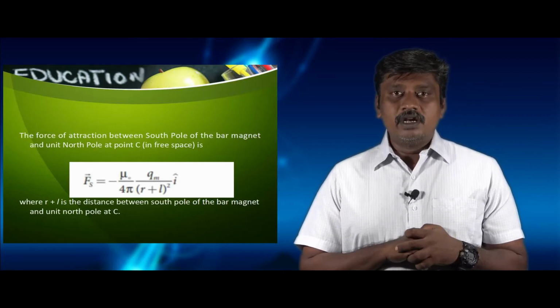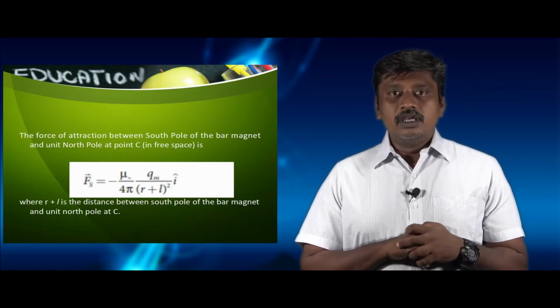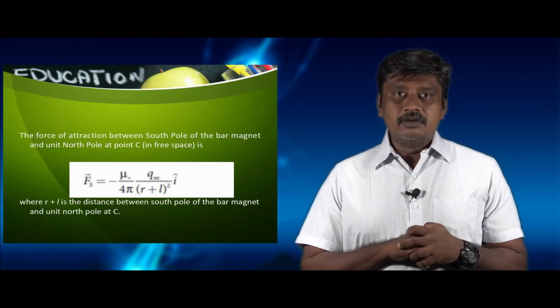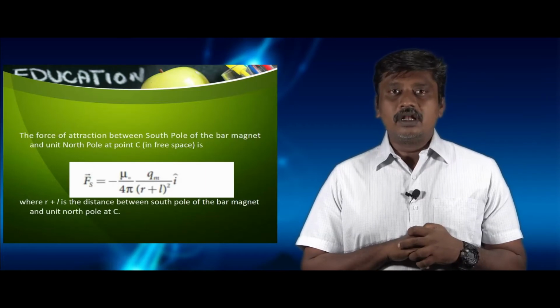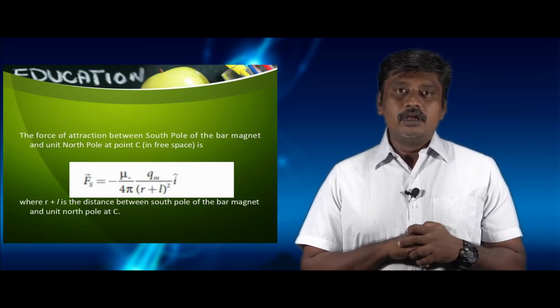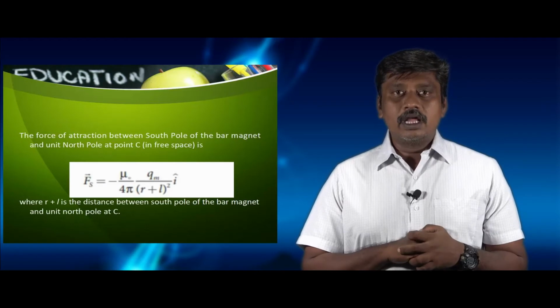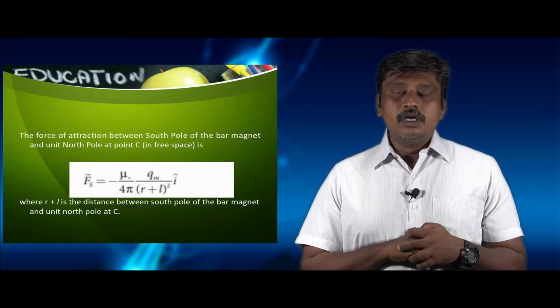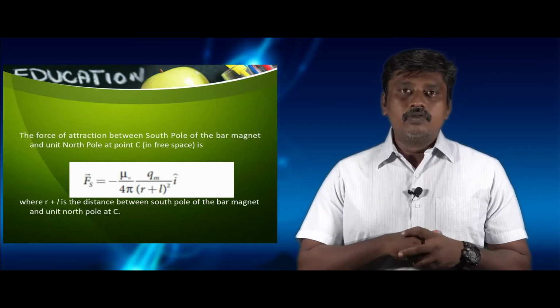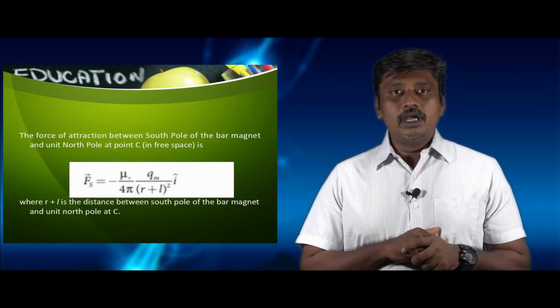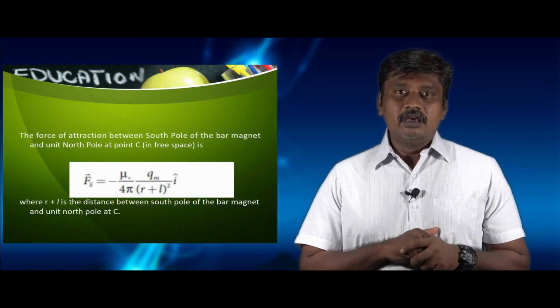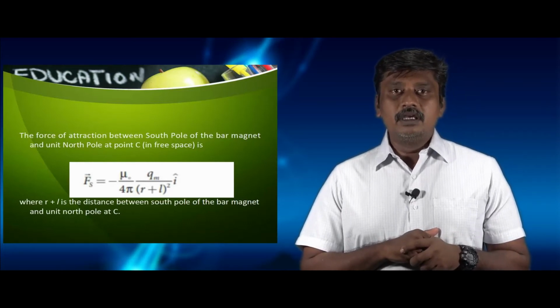But because of the north pole, we write Fn as positive. Due to that, the direction of the force experienced by the unit north pole will be along the axial line, that is, away from the north pole. That's why we put a negative sign for the force experienced due to the south pole. Then we can find the total force experienced by the unit north pole kept at that point due to the entire bar magnet as F is equal to Fn plus Fs.